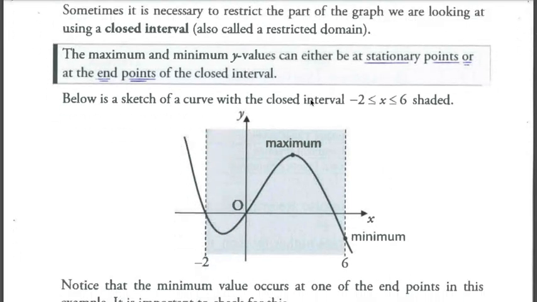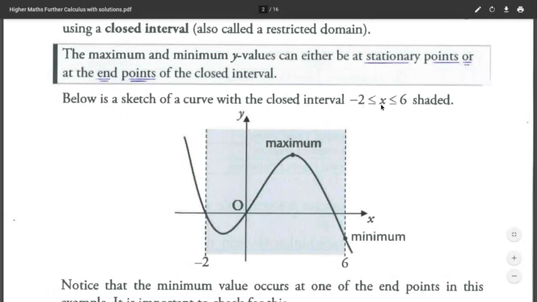Right, so what we're looking for here is the maximum and minimum value within the domain of -2 to 6. So I want to know the maximum and minimum value. What does that mean? That's just the y values. So basically, where is the highest point on the curve between x is -2 and x is 6, and where is the lowest point or the minimum value on the curve?